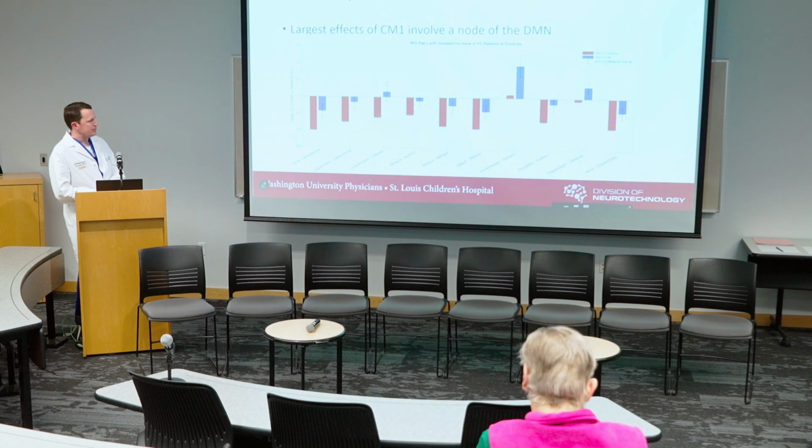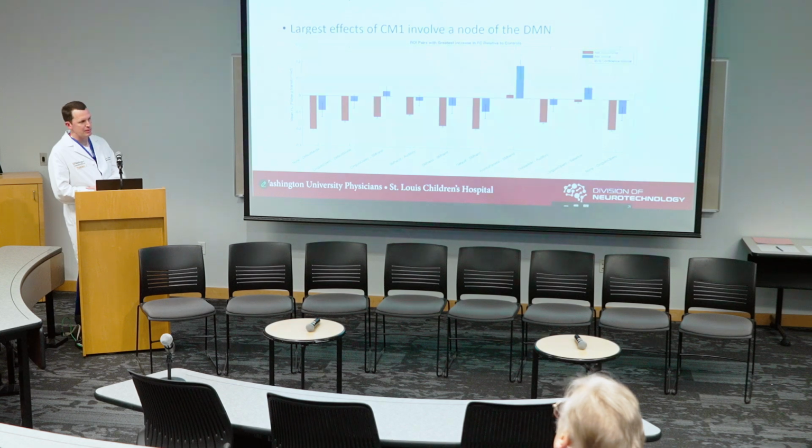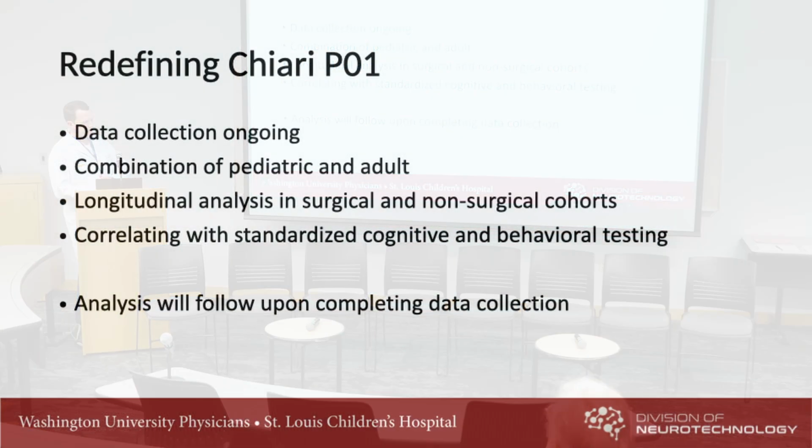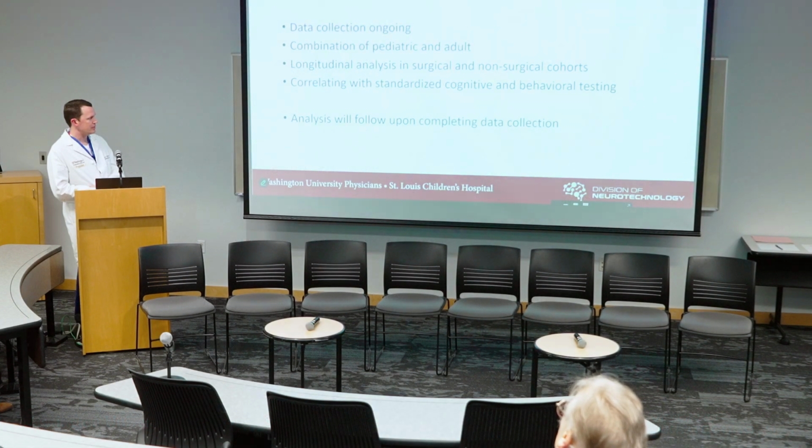And hopefully we'll replicate this with a much larger cohort and, more importantly, show how these respond to intervention for those people who have a treatment, and we'll study that before and after their surgery. That gets me to where we're at with the Redefining Chiari study right now. The data collection is ongoing. It's going to be a combination of pediatric and adult, where again, unlike ABCD, the data will all be pediatric, longitudinal, before and after surgery, and correlating with all our standardized cognitive and behavioral testing. The analysis and those results will follow.